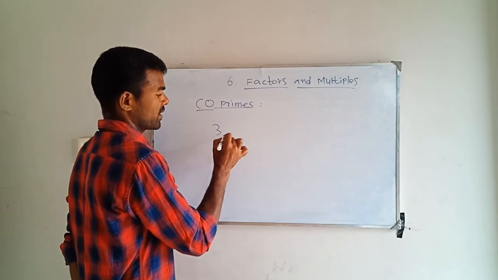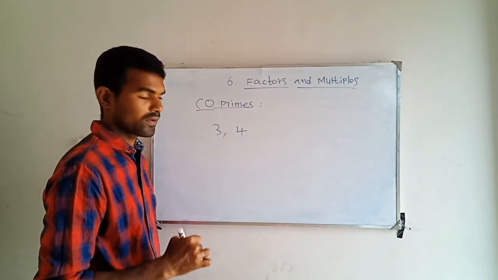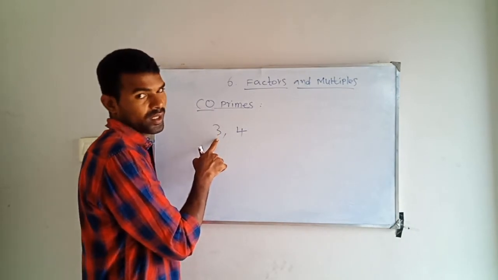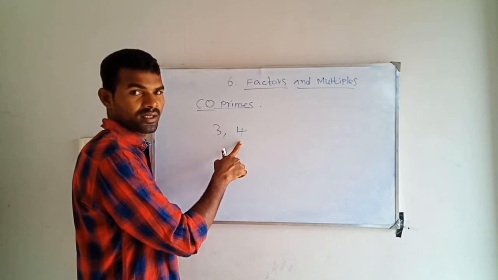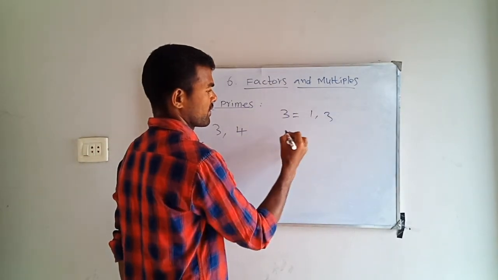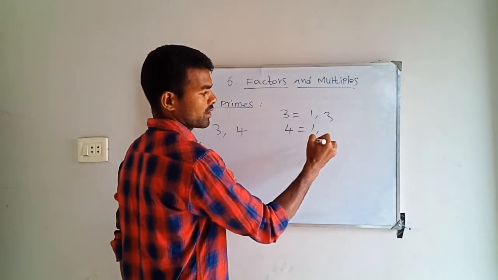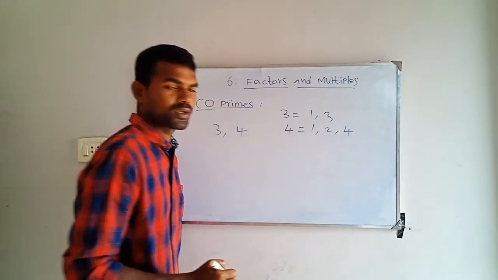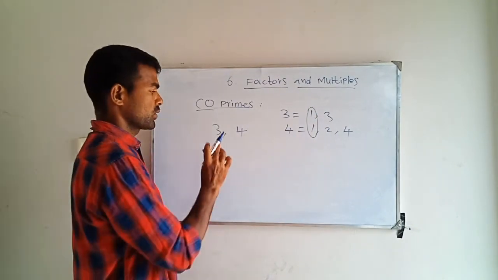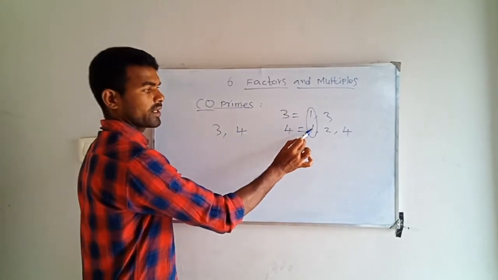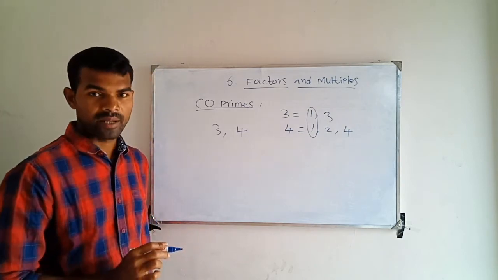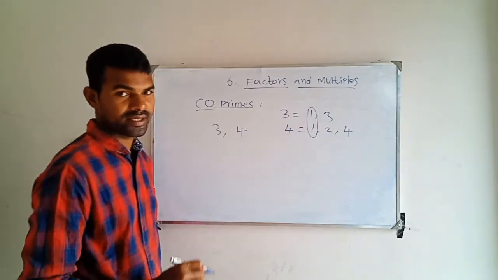See the numbers 3 and 4. The factors for 3 are 1 and 3. What are the factors for 4? 1, 2, 4. Yes? So what is common? Only 1 is common. So when only 1 is a common factor, such numbers are called co-primes.